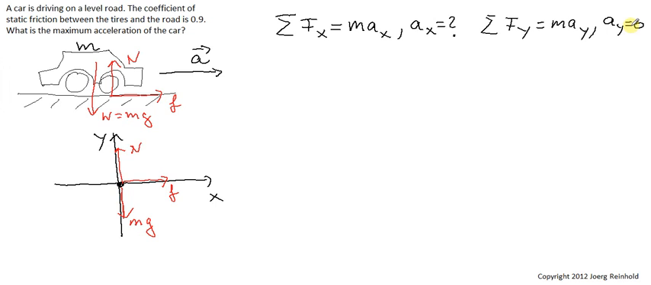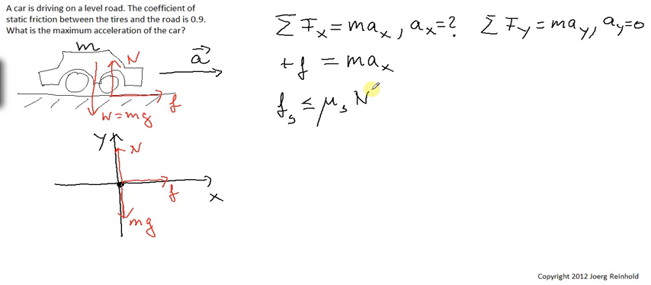Let's look at our diagram. In the x direction, in the positive x direction, we have the frictional force acting. That's it. There are no other forces acting in the x direction. And that equals m times a_x. Now that is easily solvable for a_x if we just would know what the frictional force is. Now, we know that static friction is less than or equal to the coefficient for static friction times the normal force.